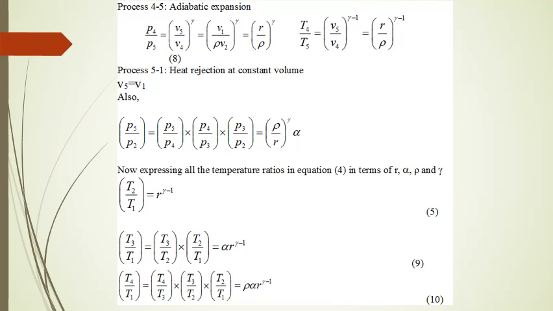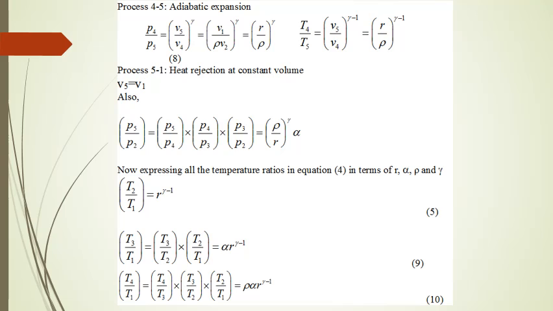4 to 5 is adiabatic expansion process. So P4 upon P5 is equal to V5 upon V4 raised to power gamma. Since 5 to 1 is a constant volume process, V5 is equal to V1 and V4 can be written as rho times V2.